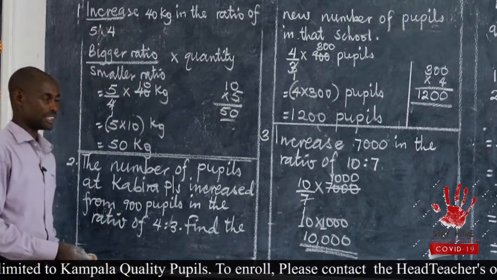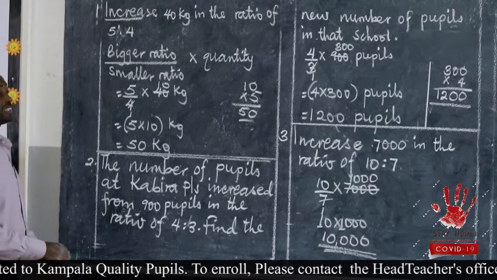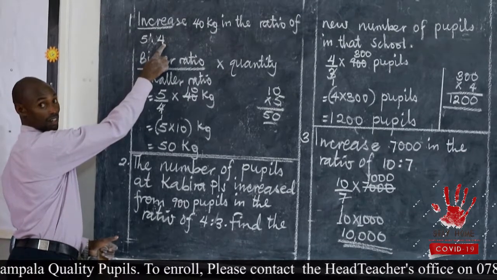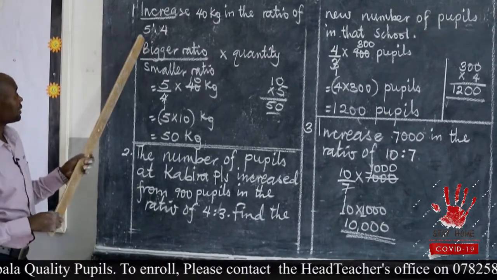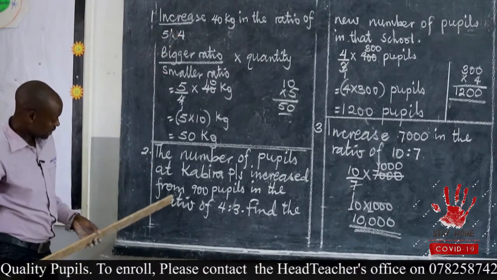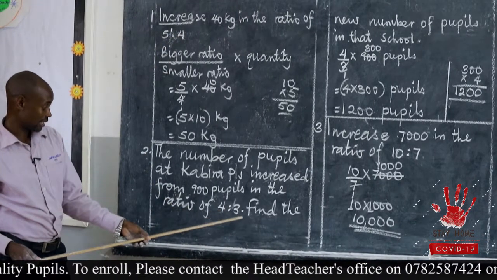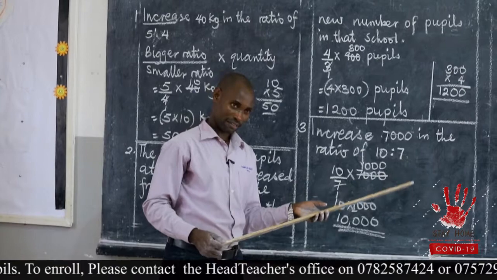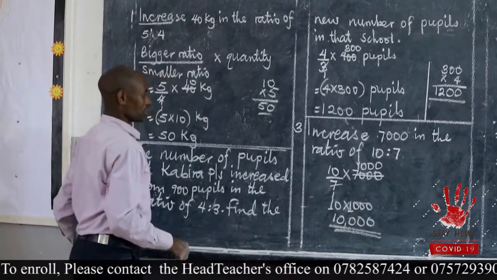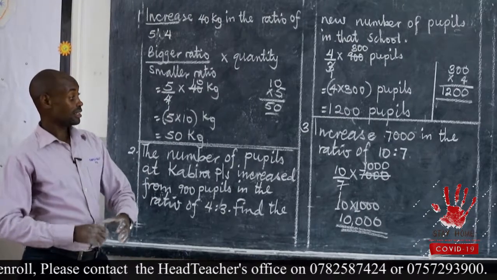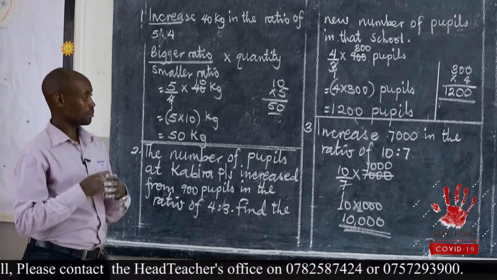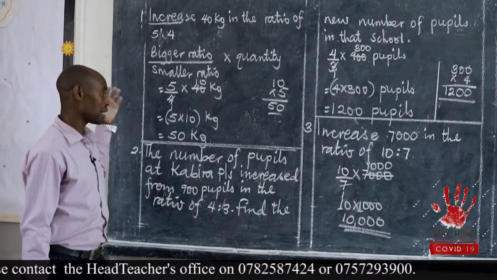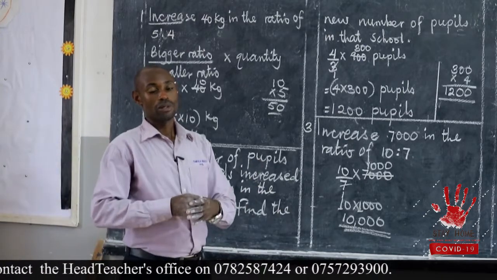If you have been very keen, you must have seen that when we are talking about increase, the first digit is bigger than the second digit. Have you observed that? 5 is bigger than 4. Even in this case, 4 is bigger than 3. Even in this case, 10 is bigger than 7. So in other words, when we talk about increase, it means the first ratio part should be bigger than the second ratio part, as you have observed in example 1, 2, up to example number 3.